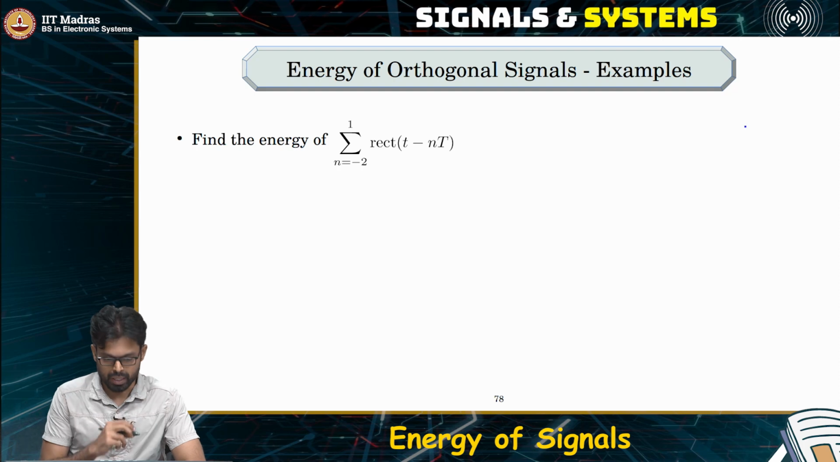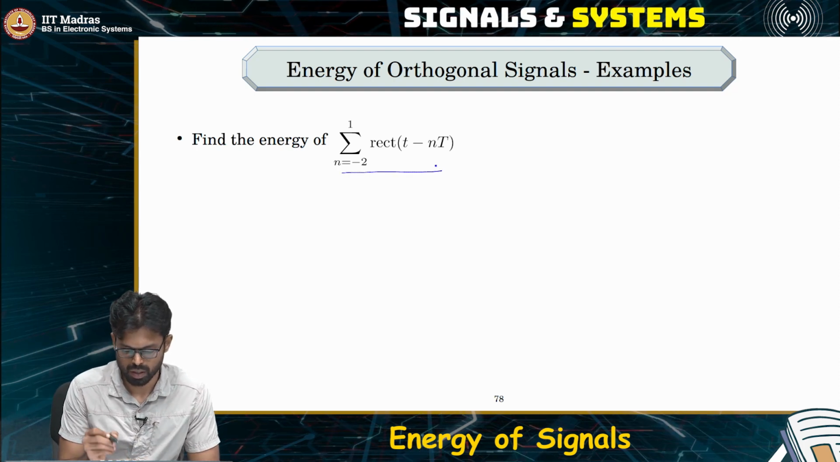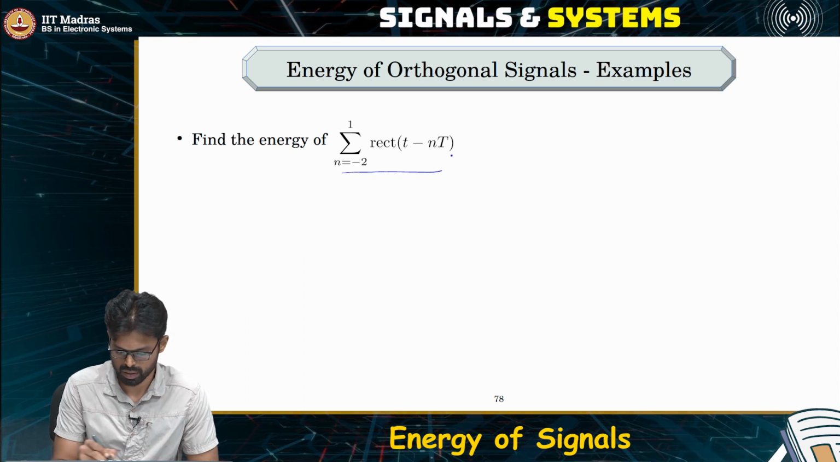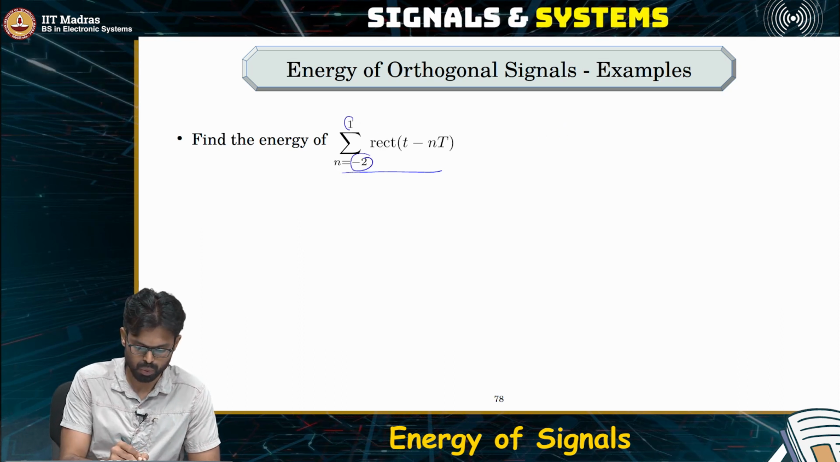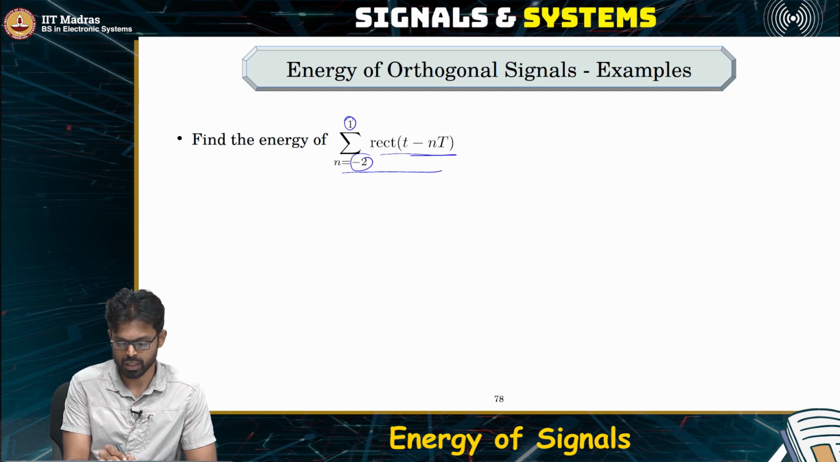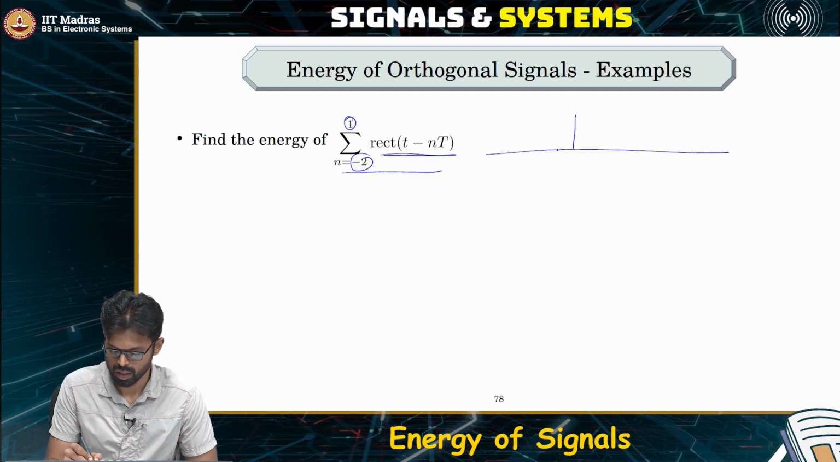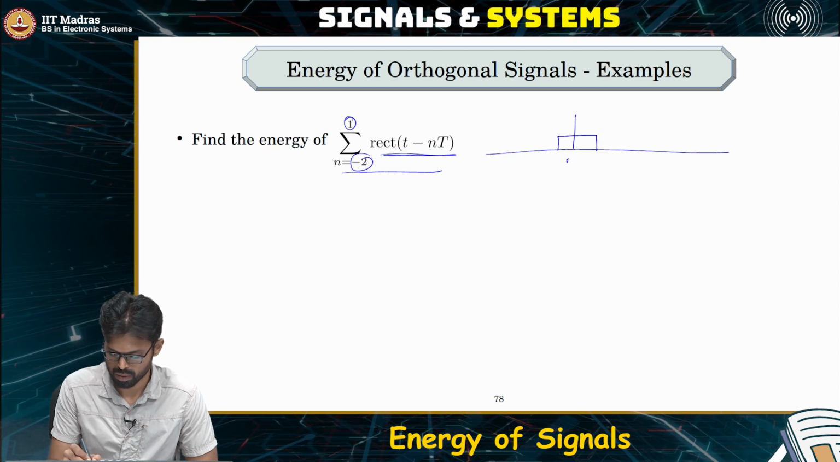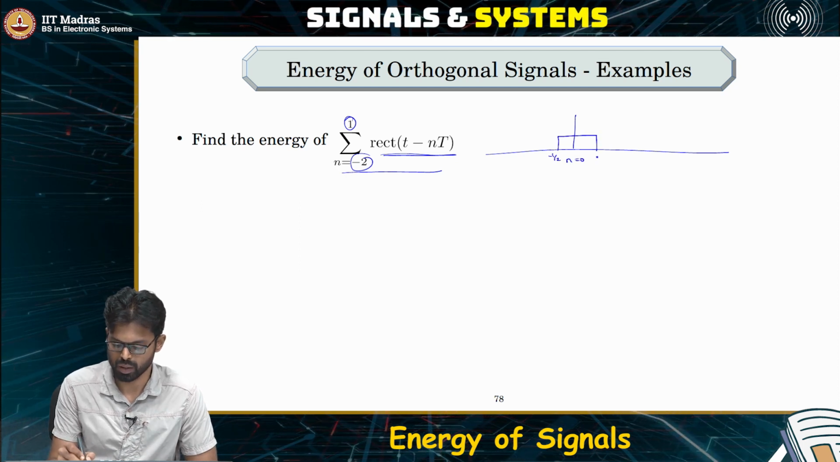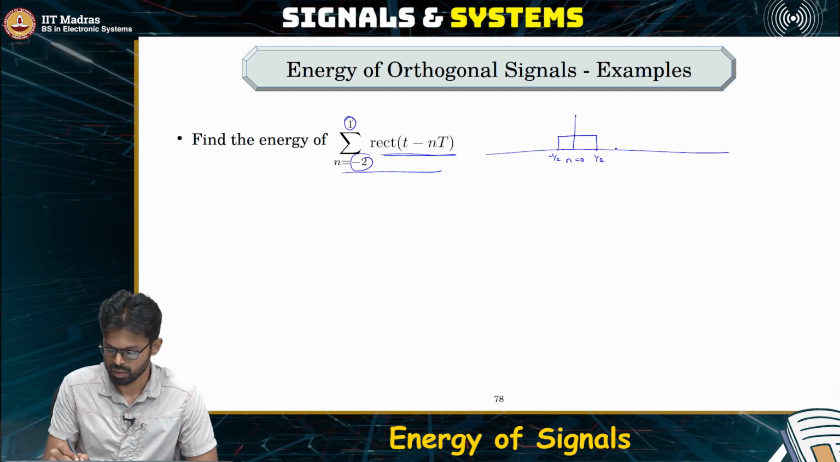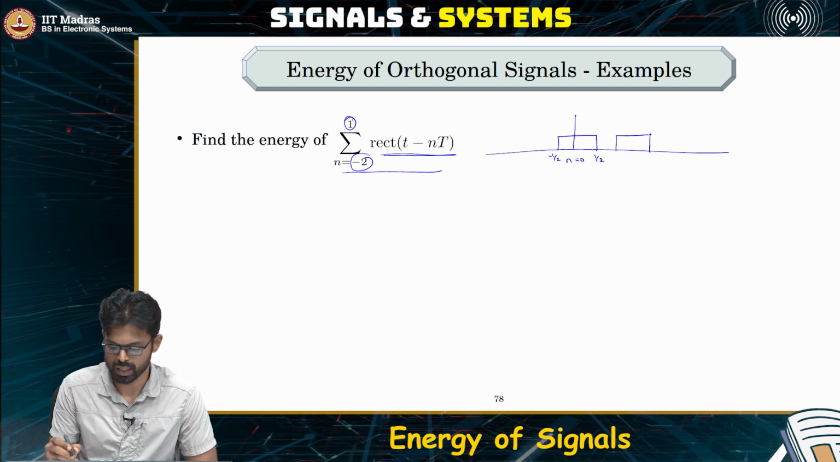Now we'll see one more example. Okay, so find the energy of the signal that we have here. So it is from minus 2 to 1. So remember, all we are doing by this expression is copy pasting. So how does this signal look like? N is equal to 0. We have our usual rectangular function, and n is equal to 1. We have a shift on the right side.